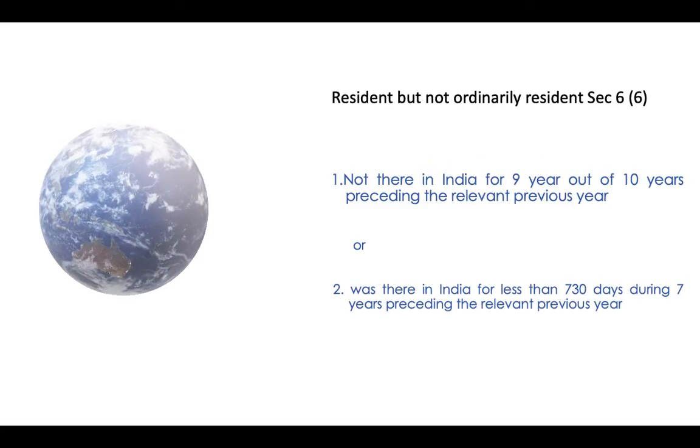If he is not able to satisfy the first one, then you go on checking for the second one. He was there in India for less than 730 days during 7 years preceding the relevant previous year. Leave the previous year, take 7 years immediately preceding that. During that period, his number of days of stay in India should be less than 730 days. If he is able to satisfy any one of these additional conditions, then you can call him a resident but not ordinary resident.